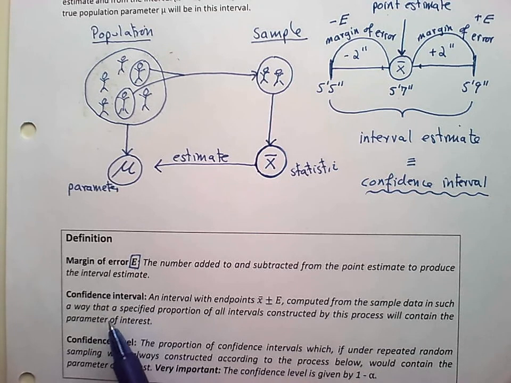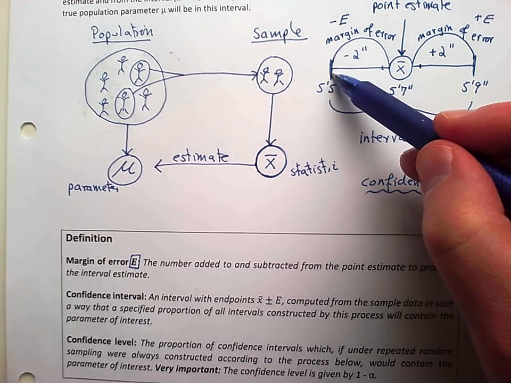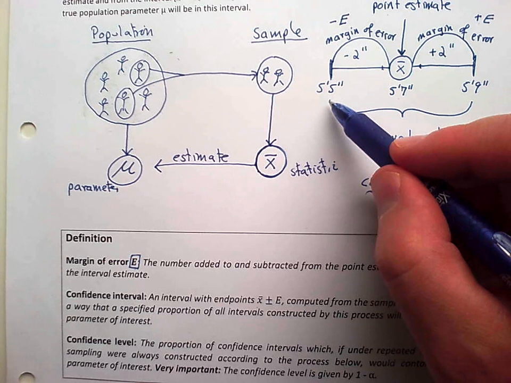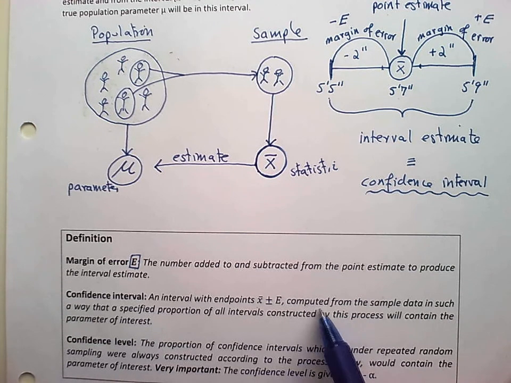Our confidence interval is an interval with endpoints x bar plus or minus E, which we have. Here we have x bar plus E, which is our 5'9", and here we have x bar minus E, which is 5'5". So we have our interval from 5'5" to 5'9". Those are the endpoints, computed from sampled data, which we're doing since we're using our x bar, in such a way that a specified proportion of all intervals constructed by this process will contain the parameter of interest.